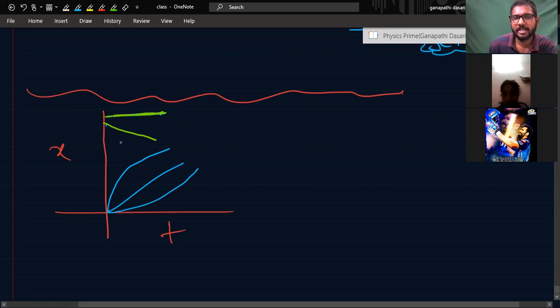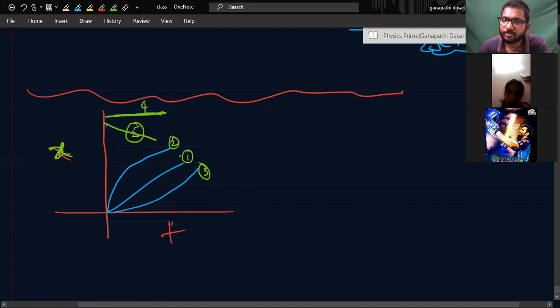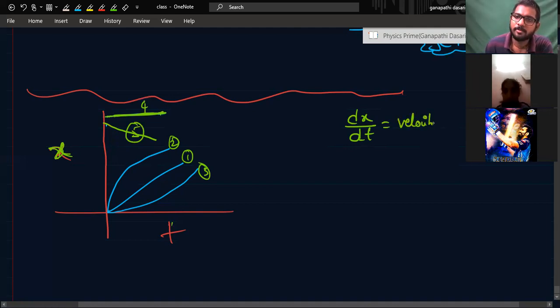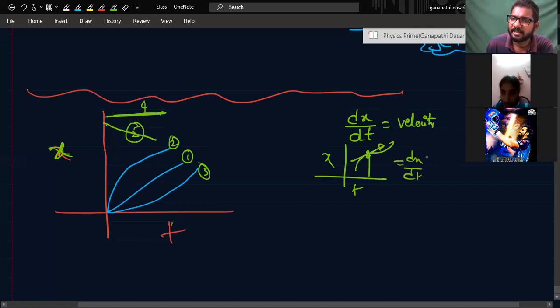So now you see, the XT graph is there. I drew graphs 1, 2, 3, 4, 5. Different kinds of graphs are possible in exam. Now, what is dx by dt? dx by dt is velocity. So for an XT graph, what is the slope at a given point? dx by dt at that point.